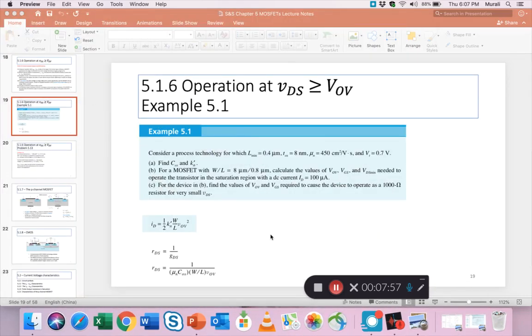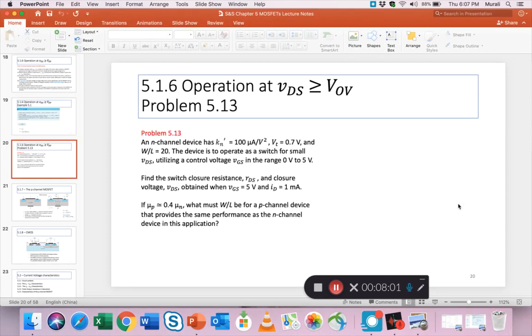I'm going to minimize this and move to the next problem, which is from the back of the chapter, problem 5.13. So a similar problem, it talks about an n-channel device, that means an NMOS device. These values are given, Kn prime again, Vt is given, W by L is given. So it's a similar problem. The device is to operate as a switch for a small VDS utilizing a control voltage VGS in this range.